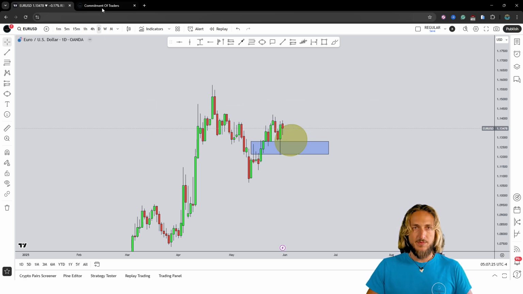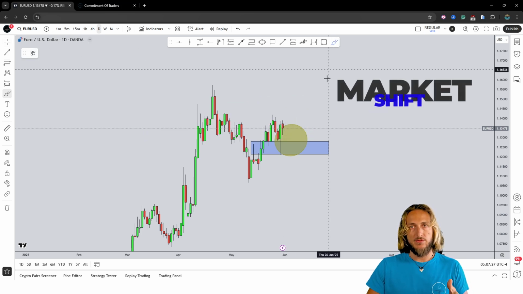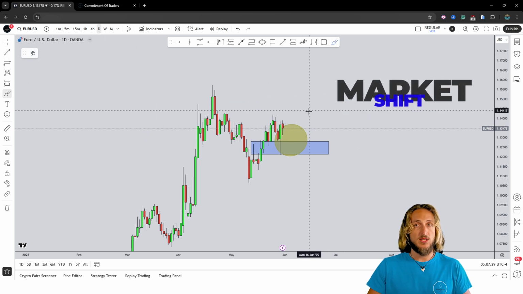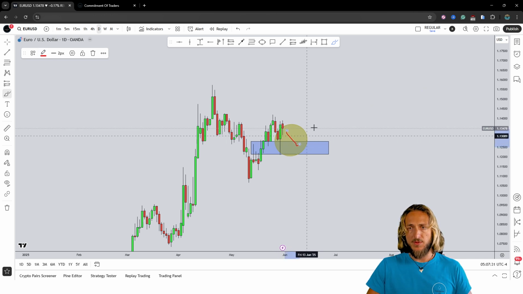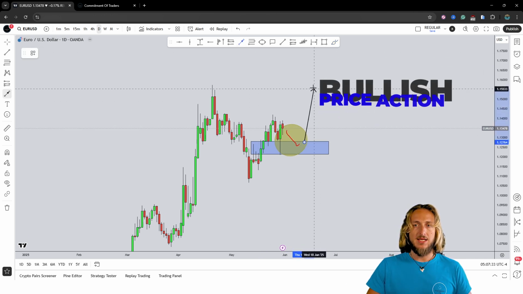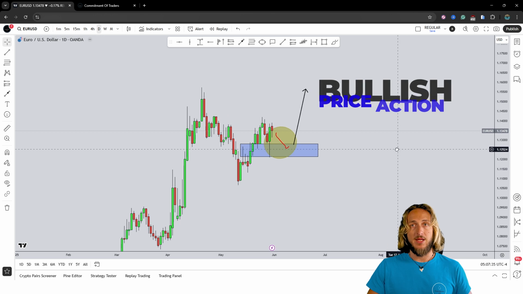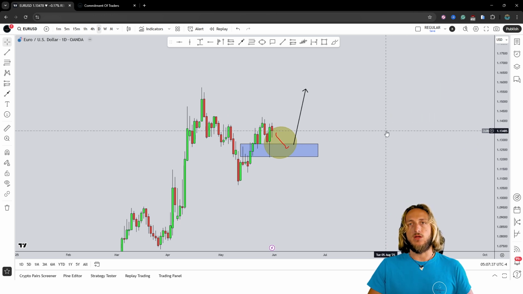Therefore, what I would expect is that if this market would shift from an intraday bearish to a bullish market, at that point, I wouldn't be surprised to see a potential rejection to the upside away from the strong demand and support zone. That definitely wouldn't surprise me.